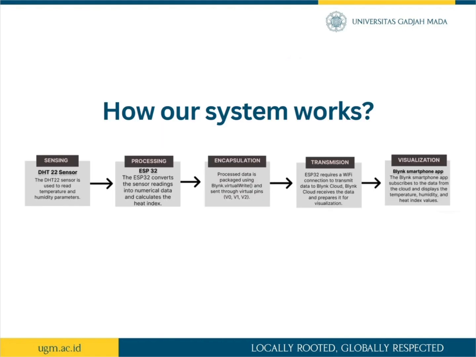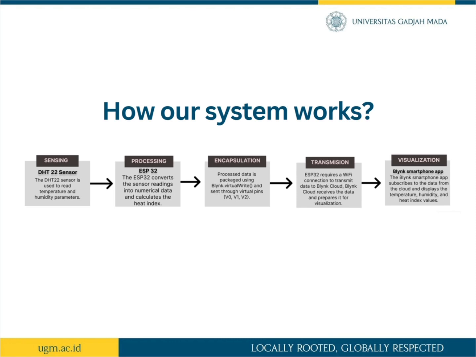Next, let's look at the operational flow of our system, which is divided into 5 stages. It starts with sensing, in which the DHT22 sensor reads the physical temperature and humidity parameters from the room. Next, after it sends the data, we process the data using the ESP32. The ESP32 doesn't just pass the data along. It converts the raw readings and actually calculates the heat index, which gives us a better measure of thermal comfort than the temperature alone.